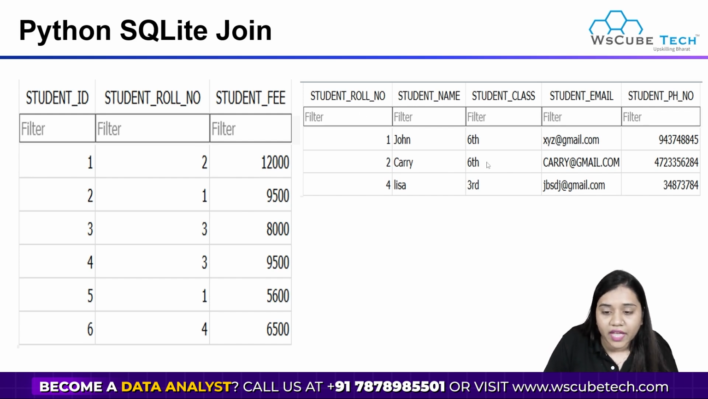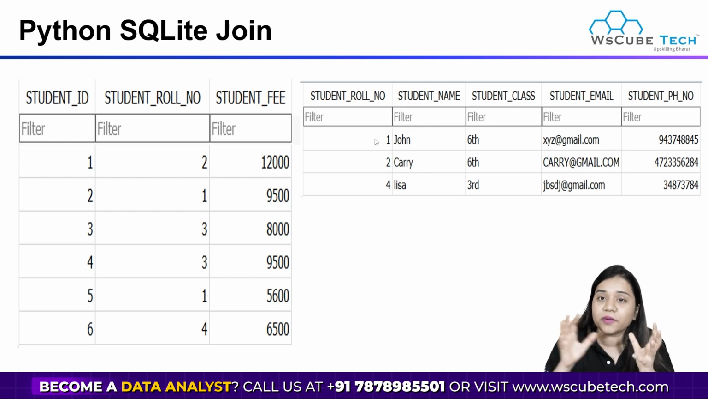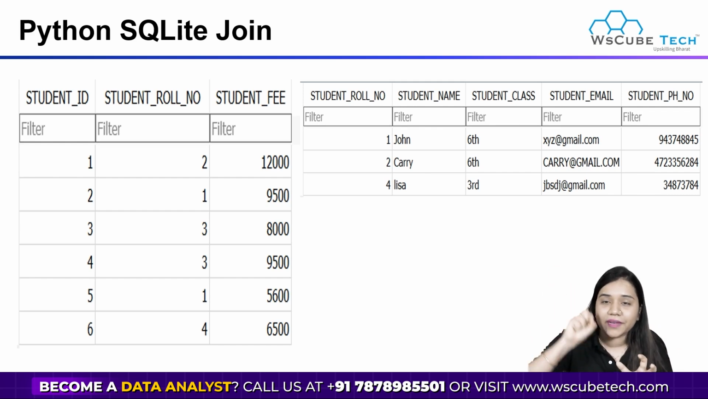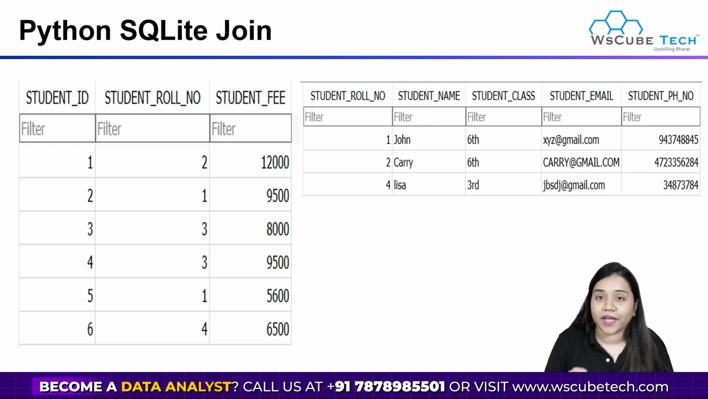Who is roll number 2? Carrie is roll number 2. Roll number 1 has provided 9,500. Who is roll number 1? John is roll number 1. So that means this is matching. Roll number is something that matches in both the files, both the data sets. So with the help of our roll number key, we will be merging both the files. Let's have a look in Python at how it can be done.